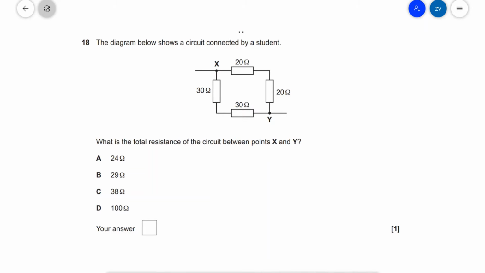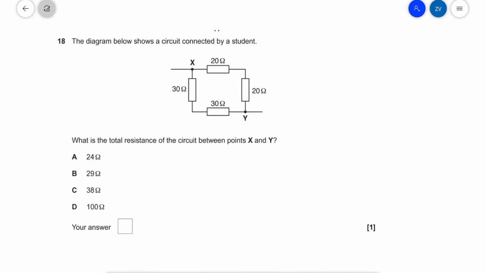Question 18. What is the total resistance of the circuit between point X and point Y? Well, in this case, we know that those resistors over here are in series, so the 20 and the 20, and the 30 and the 30 as well are also in series. However, everything between those 2 points is in parallel. So the equivalent for those two is going to be 40 ohms, and the equivalent for those two is going to be 60 ohms.